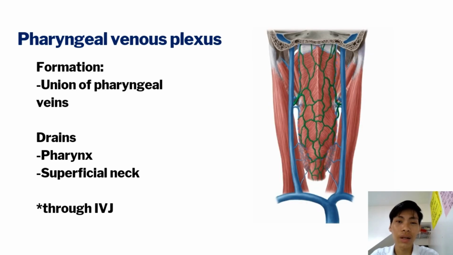Moving on to the neck, we find the pharyngeal venous plexus. It is a network of veins which surrounds the pharynx. The pharyngeal venous plexus is formed by the union of the pharyngeal veins posterolateral to the larynx. It drains regions of the pharynx and superficial neck into the internal jugular veins.